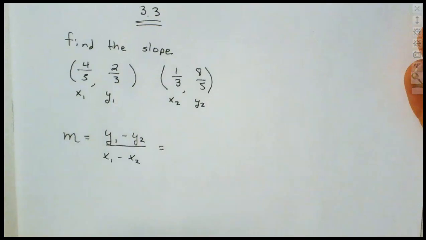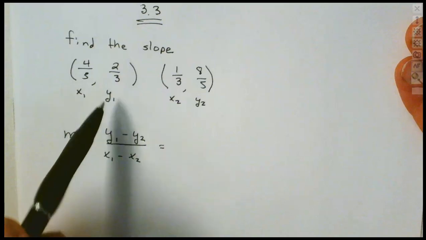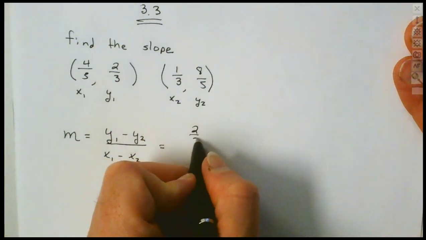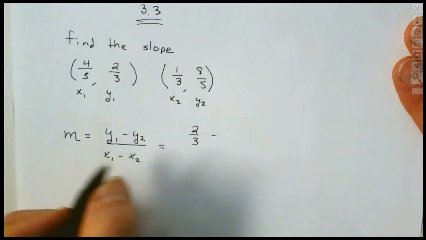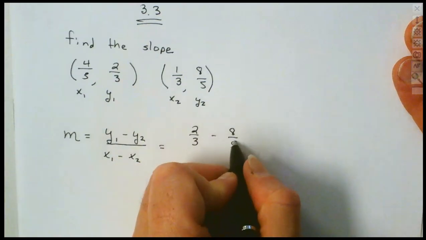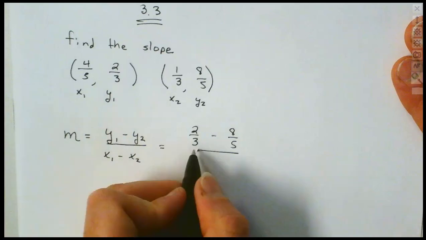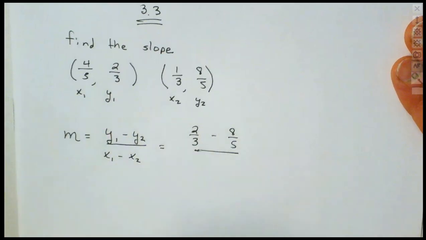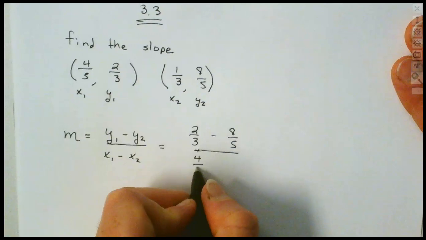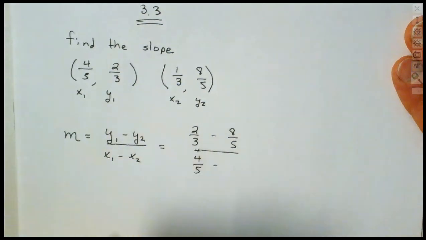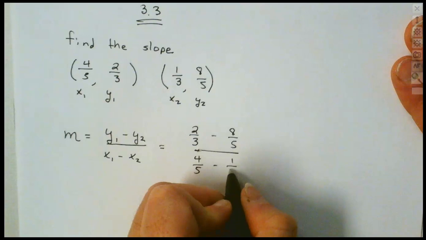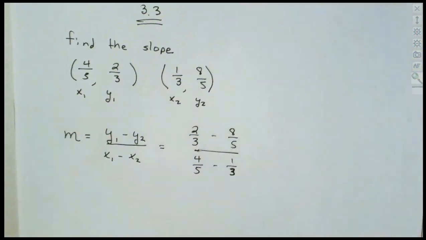So we're now going to rewrite everything. y1, that's 2/3, minus y2, which is 8/5, over, down below, we've got 4/5 minus 1/3. Okay, so don't let the fractions intimidate you. We're going to get rid of the fractions in just a moment. Okay, so we got the fractions put in. Now we're going to get rid of them.